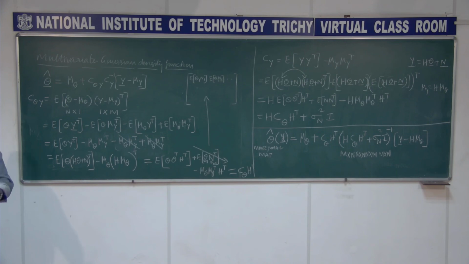Maximum likelihood estimation: we would like to know what the likelihood function of y given theta is, which is Gaussian, as I already told. It is a multivariate Gaussian density function, so you need to know the mean vector and covariance matrix, which we already got. We know what the mean is.